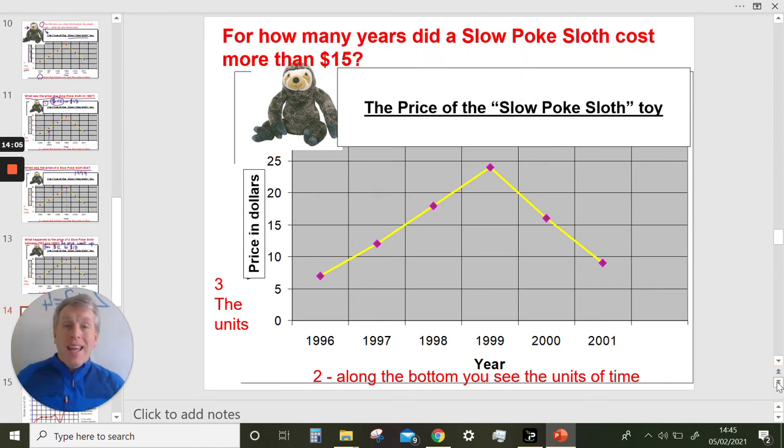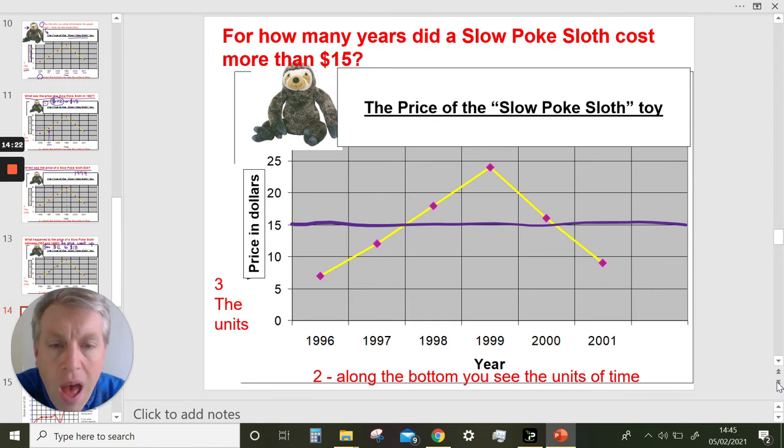For how many years did a slowpoke sloth cost more than $15? That's our next question. Well, let's find the $15 line, and we'll go along. This is the $15 line on the line graph. How many data points are above 15? Well, 1998, 1999, and 2000. 1, 2, 3. For 3 years.